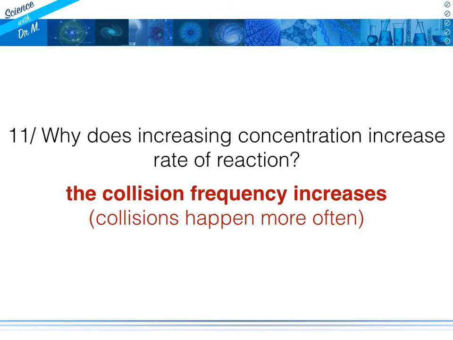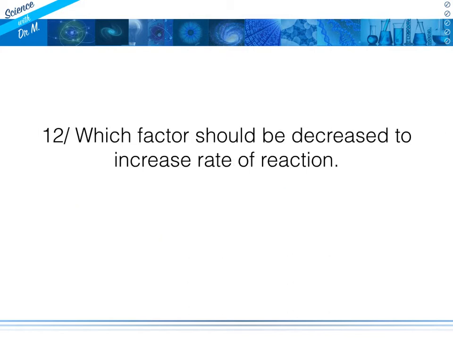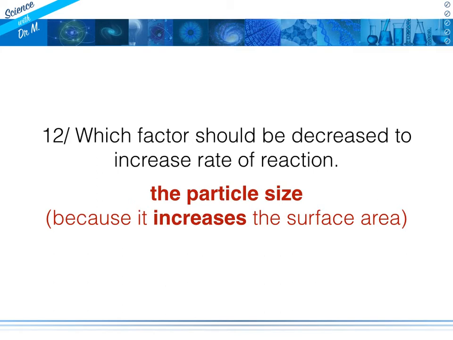Okay, number 12. Which factor should be decreased to increase rate of reaction? Okay, the answer is particle size. Because if you decrease the particle size, what you're actually doing is increasing the surface area.